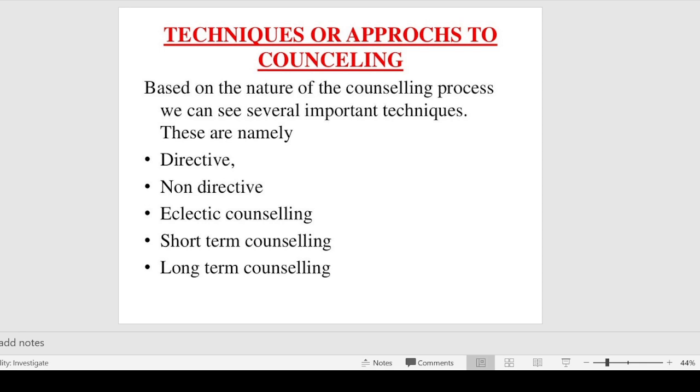And short-term counseling means, you know, when a student is caught in some situation, maybe doing some mischief, we will give counseling for some short period of time. Whereas long-term counseling means when persons have specific behavioral disorders and it requires counseling for more years or months together, that we call long-term counseling.